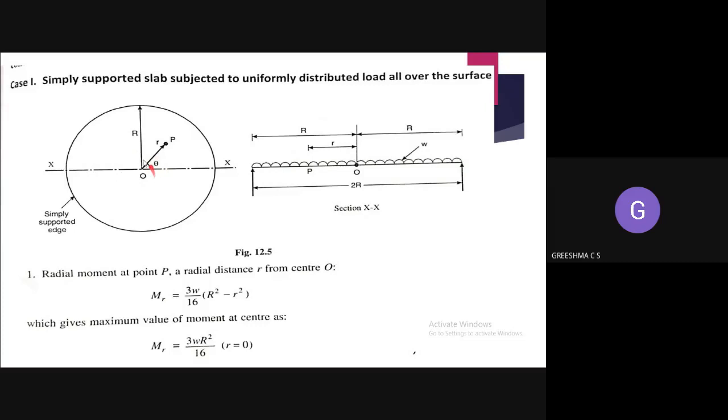Central is where we get the maximum moment. At the side, do we have moment? No, because it is simply supported. Since it is simply supported, at the end portion you are not having moment.